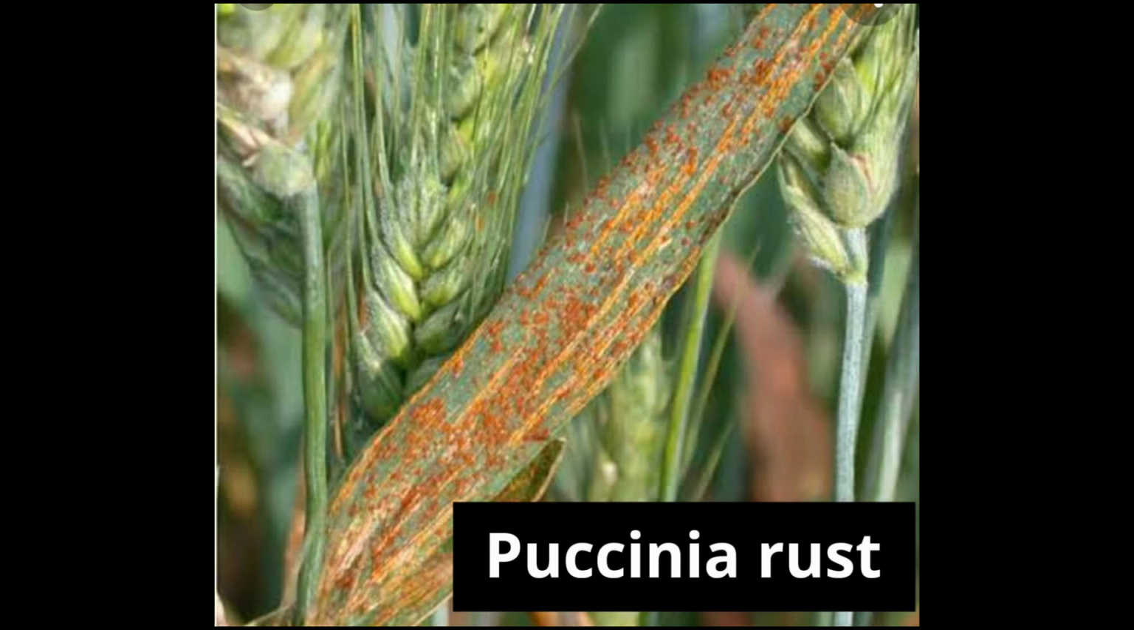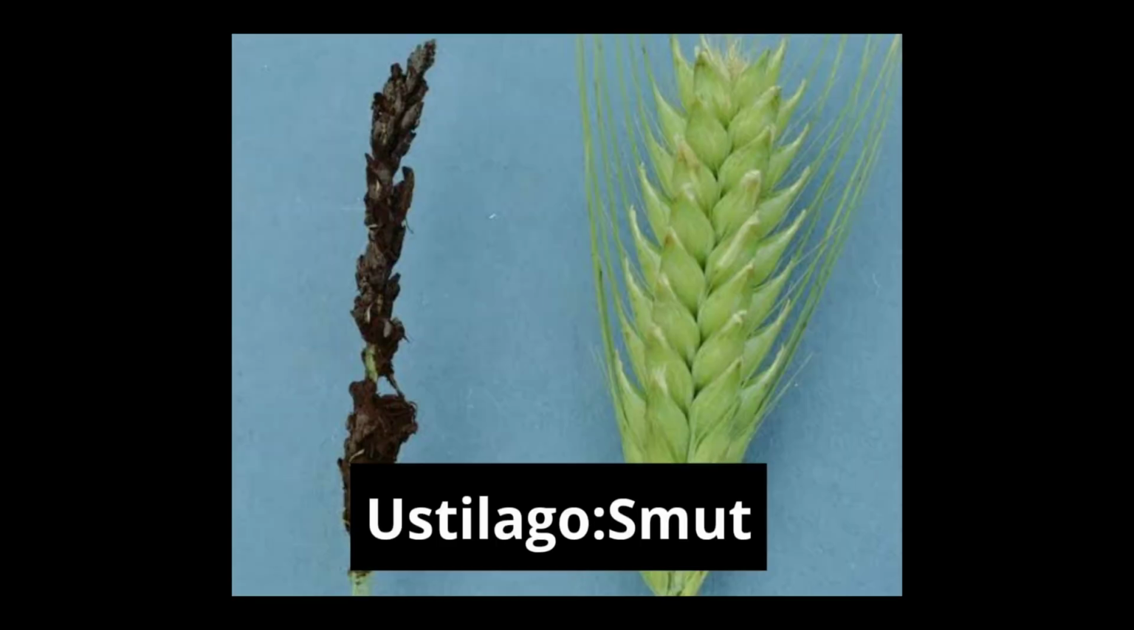This has been asked in NEET examinations many times. Rust is caused by Puccinia. Smut is caused by Ustilago. Rust and smut commonly occur in cereal crops. So this is the third class.